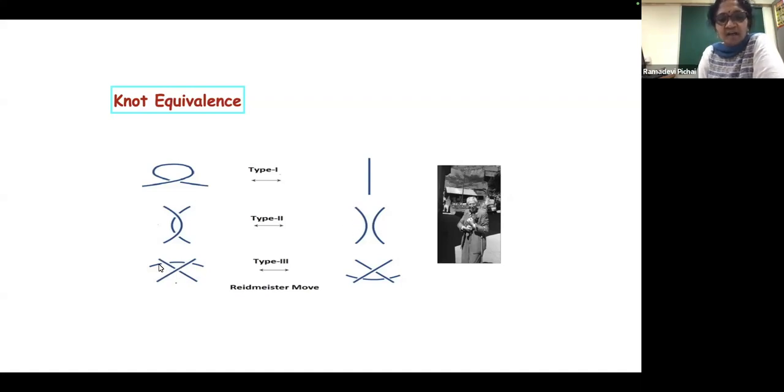Similarly, here, I can take this strand and slide it below, which is what is done. These are the 3 moves you are allowed to do. By doing these 3 moves any number of times in any of the regions of a given knot, if you are able to go to the other knot, then you say that the given knot is equivalent to the other knot. Okay, this is what is knot equivalence.